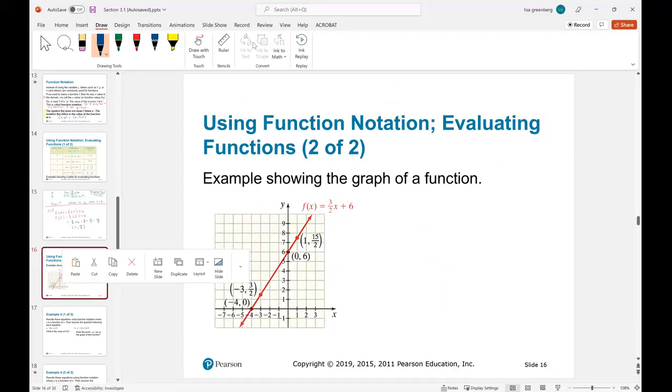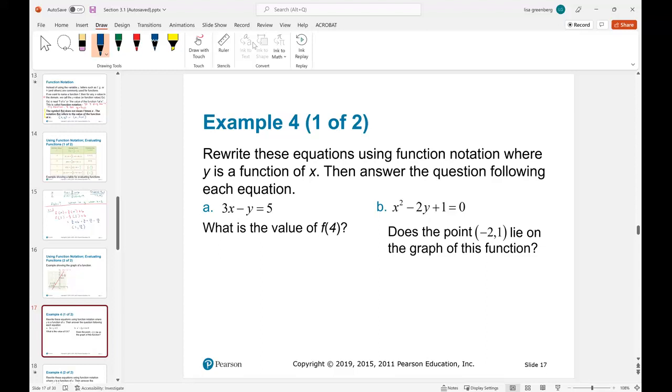This is just a graph of that, so we don't need that. So let's answer these questions. First it says, rewrite these equations using function notation where y is a function of x. First I'm going to solve this for y, and I'm going to add y to both sides. So I get 3x equals 5 plus y. Then I'm going to subtract 5 from both sides, and I get 3x minus 5 is equal to y.